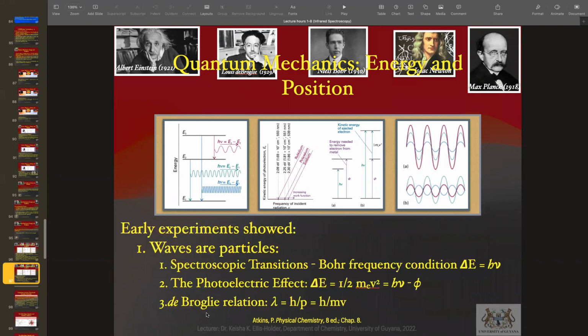Right, so conclusions from these early experiments. One, waves are particles. And the particulate nature of these waves would now afford us the opportunity to have spectroscopic transitions. The spectroscopic transitions are specific, they're selective, and they're unique to the radiation that is interacting with the matter itself.